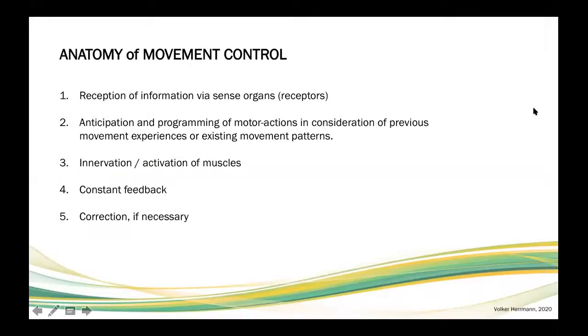And I will try to dig a bit more into the anatomy of movement control and motor learning. So we've already learned that these receptors are providing information back to the brain via the so-called sense organs. And based on this information, an anticipation and programming of motor actions happens. Motor actions here just means movements. If you want to go for a long jump takeoff, your body has a certain idea based on experience. How does a long jump takeoff look like? How does it feel like?